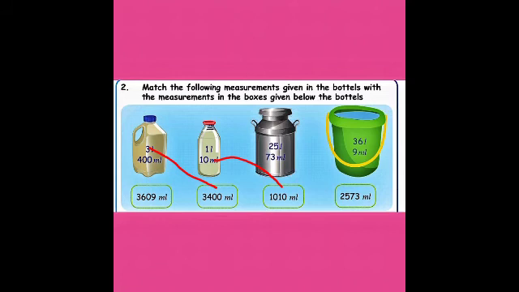25 liter means 25,000. We are multiplying 1000 with the given number. So 25,000 milliliter plus 73. 25,073 should come, but here it is 2573. So we should add one more zero. So 25,073 milliliter is the answer.